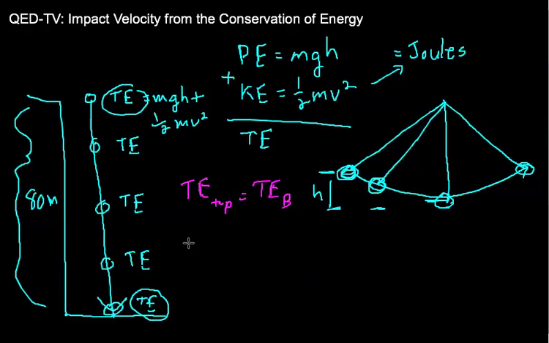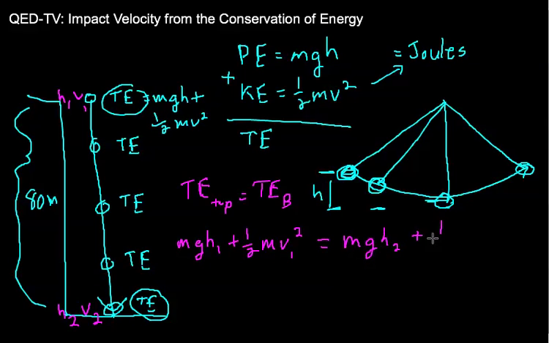Well, the total energy at the top is going to be mgh. We'll call it h1. So up here at the top we'll call this h1, and then down here at the bottom we'll call this h2. And up at the top we'll call the velocity v1, and down here we'll call it v2. So we have mgh1 plus 1/2 mv1 squared is the total energy at the top. That will equal the total energy at the bottom, which is mgh2 plus 1/2 mv2 squared. So these have to be equal.